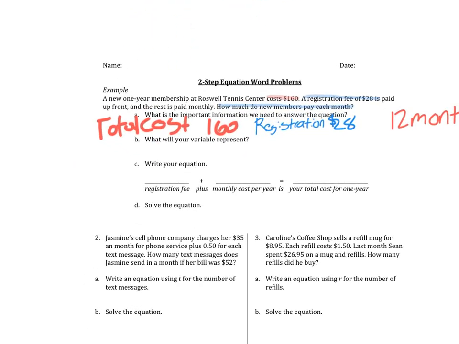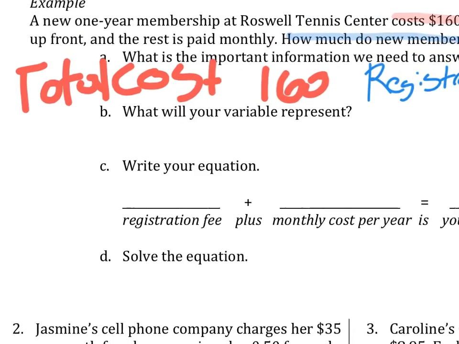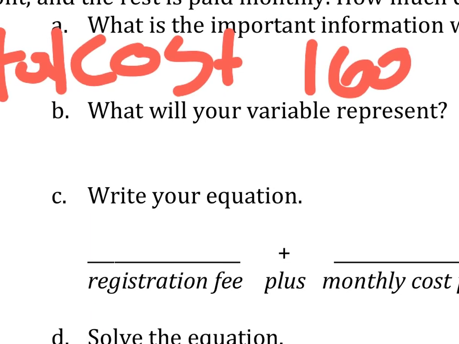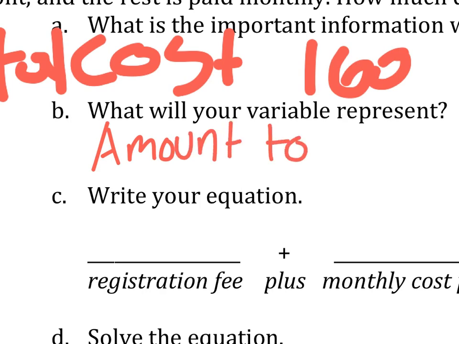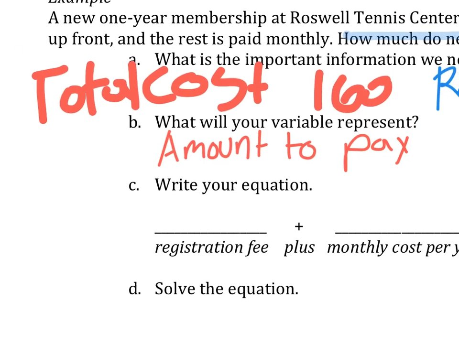Part B says, what will represent your variable? Well, what we want to know is how much they pay each month. So that's our variable, the amount to pay, because that's what our question is actually asking. I know that looks like an X, that's supposed to be a Y.